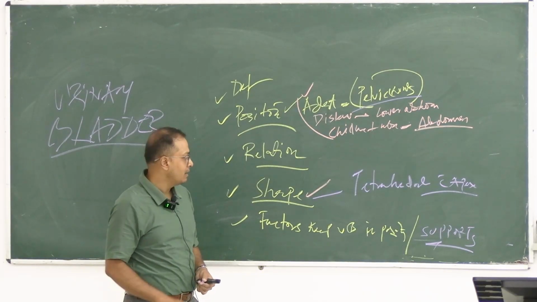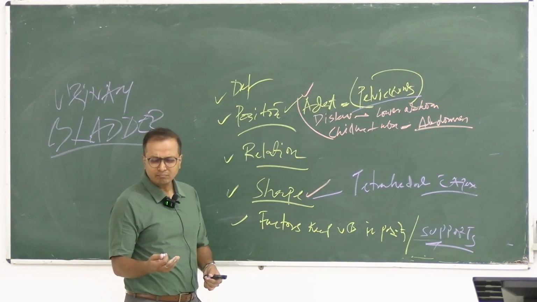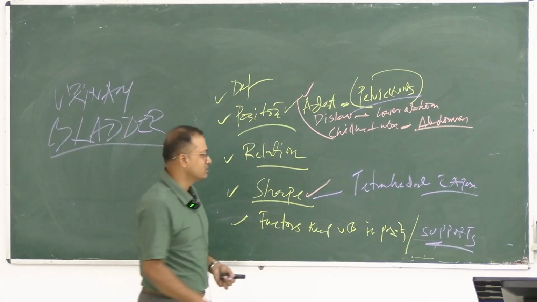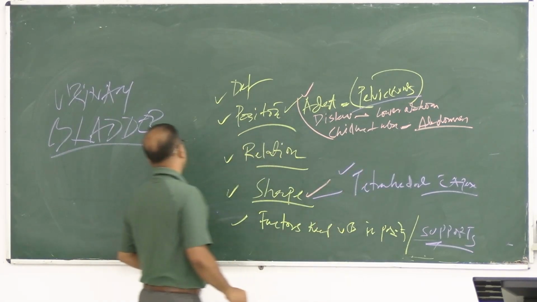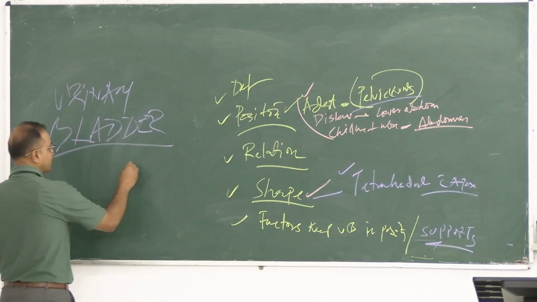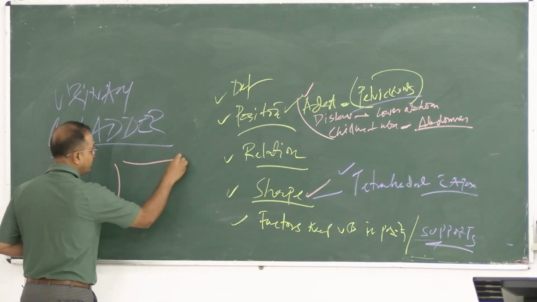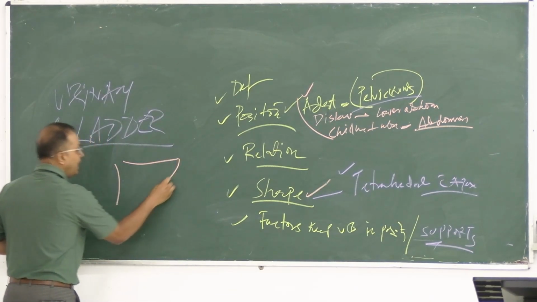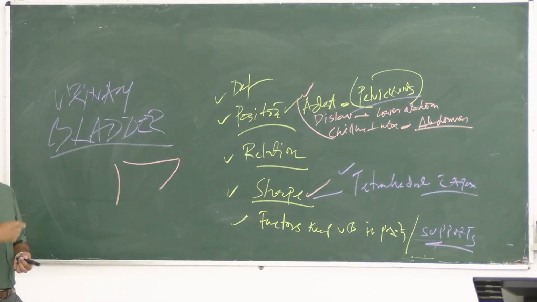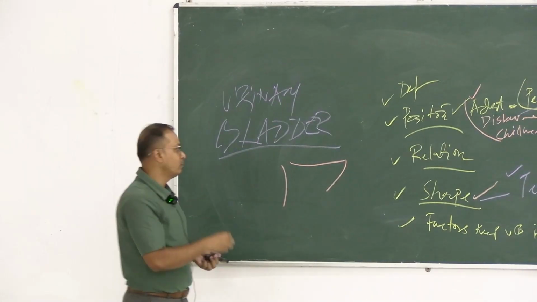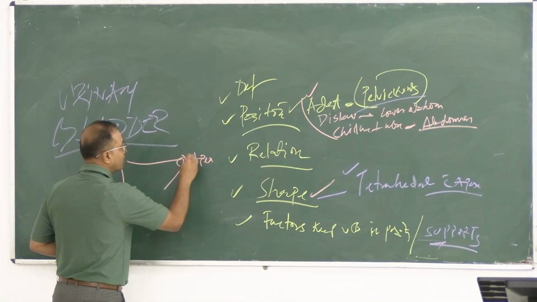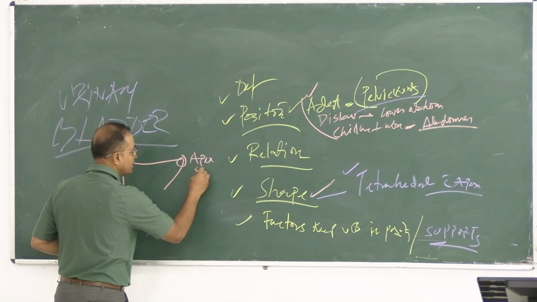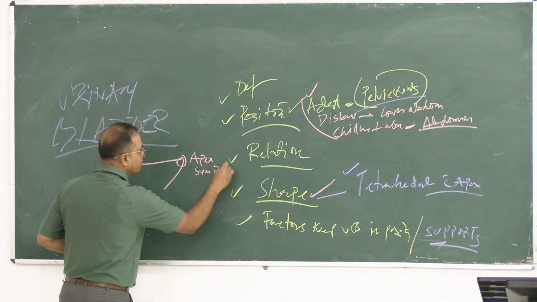But we are not going to consider cadavers. So, we are going to stick to the shape of the urinary bladder being tetrahedral with an apex. Having said that, this brings us to the parts of the urinary bladder. We call the first part the apex of the urinary bladder, which is headed towards the symphysis pubis.